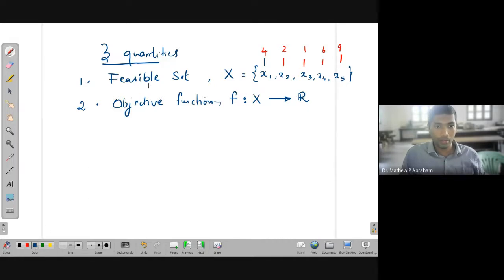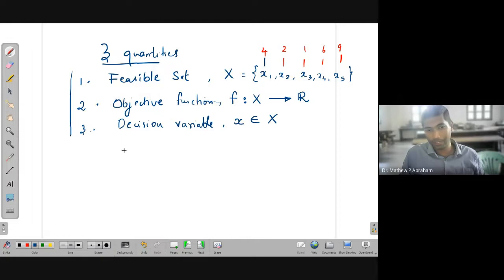So you need to have a feasible set: what are the possible actions that are available, and the function which is mapping the possible actions to a real number. And the third thing is you require a decision variable. This is a variable which belongs to the feasible set. So these are decision variables. Let me represent it as x, which belongs to the set capital X. So at least these 3 things are required.